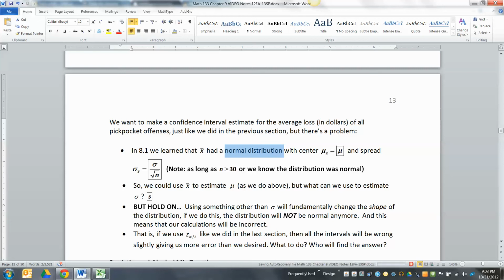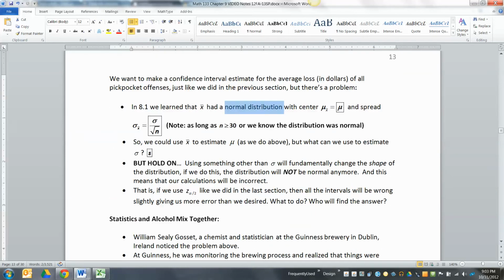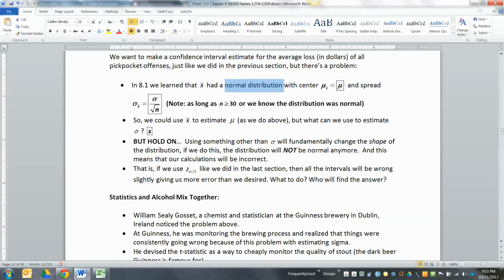But there's a problem. We can use X bar to estimate mu. No trouble, right? That's not a problem. We did it above, right here. But we want to estimate sigma as well. And we don't have sigma, right?